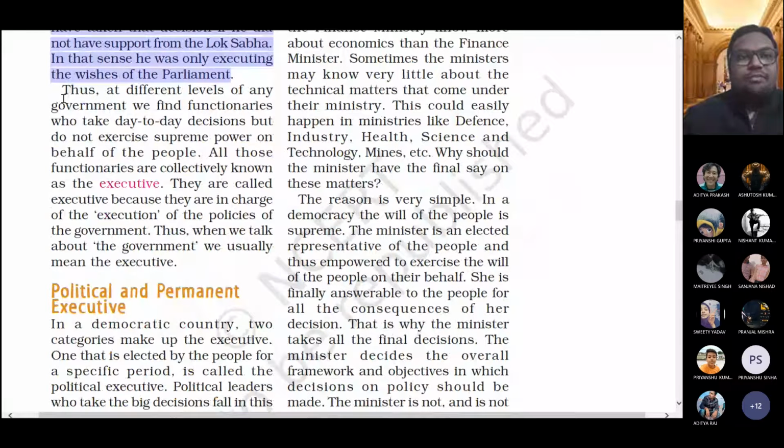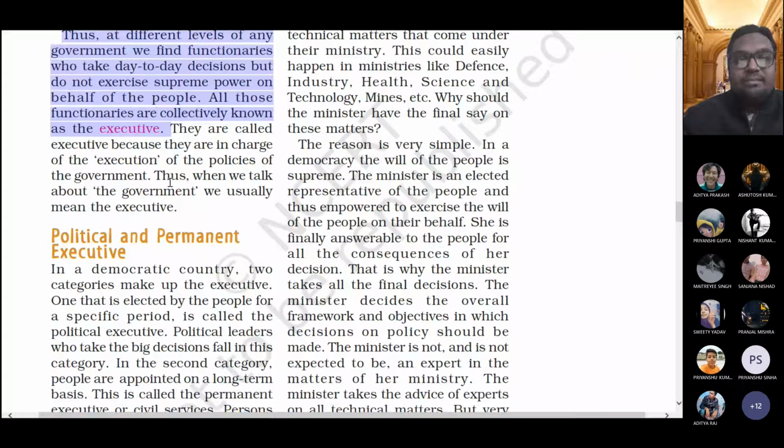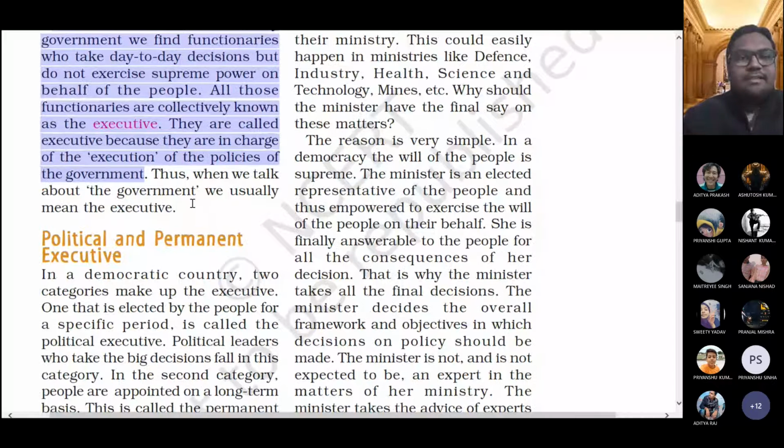So at different levels of any government, we find functionaries who take day-to-day decisions but do not exercise supreme power on behalf of the people. All those functionaries are collectively known as the executive. Why? They are called executive because they are in charge of execution of the policies of the government. If you have any confusion, you can even find the dictionary meaning of the word execution. Thus, normally when we talk about the government, we are generally talking about the executive.